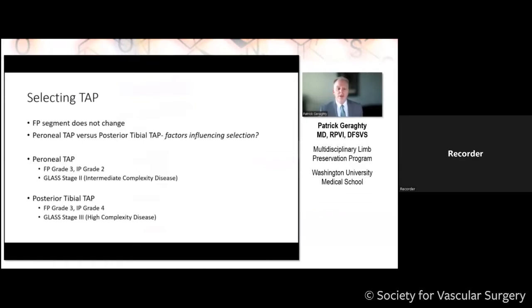Recall that the femoropopliteal segment analysis will not change. So we are looking at differences between the peroneal TAP outcomes versus posterior tibial TAP outcomes. For the peroneal TAP, endovascular revascularization will yield a GLASS stage 2 with predicted patencies of 50 to 70% at 1 year. But posterior tibial endovascular revascularization would yield GLASS stage 3 with expected patency of less than 50%.